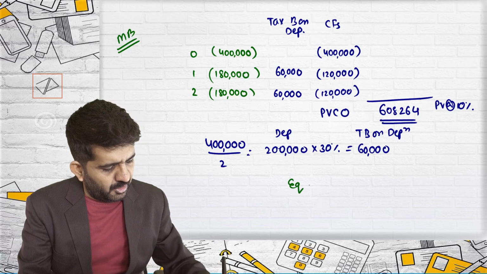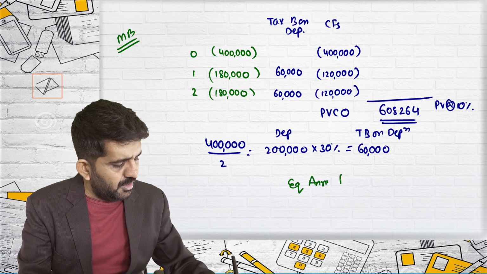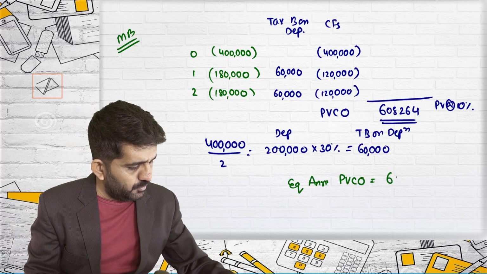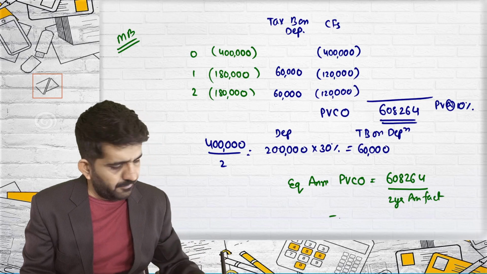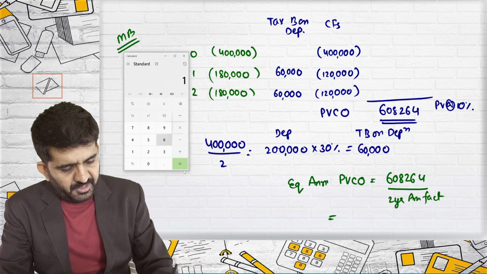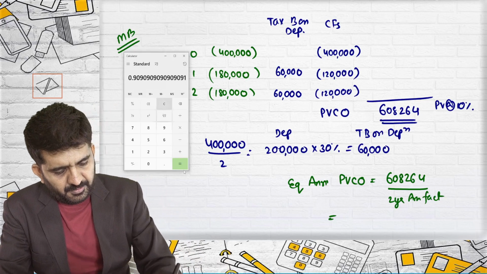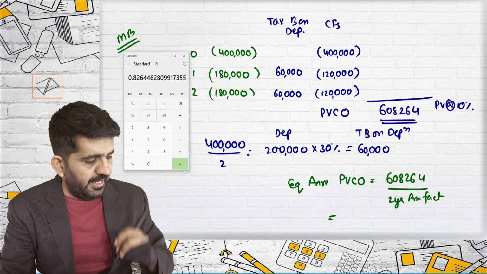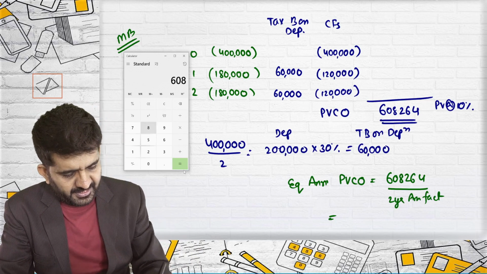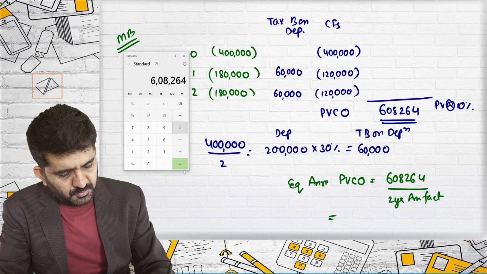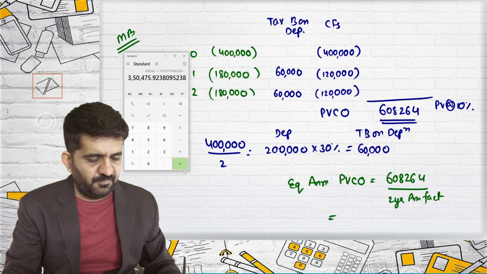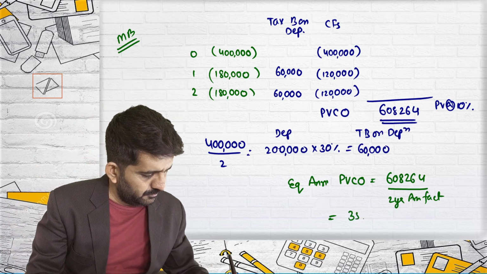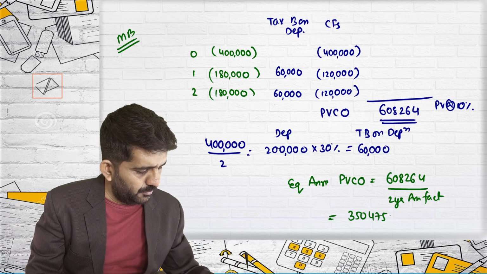I will be finding out equalized annual present value of cash outflow, 68264 divided by 2 years annuity factor, which is 1 divided by 1.1 is equal to m plus, is equal to m plus. In MRC, there is my factor. 6,08,264 divided by MRC, 35475, negative.